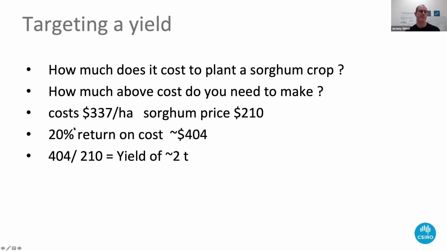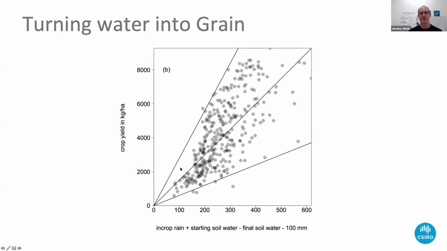So I guess what I mean by that is, if it costs $330 to plant your crop, if they're your variable costs, and your sorghum price, let's say, is 210. It's a pretty small return, but let's say you want to make 20% on that. So we want to make $404 a hectare just to cover our costs and keep things going. To do that, we must get 2 tonnes. So how much water do we need to get 2 tonnes?